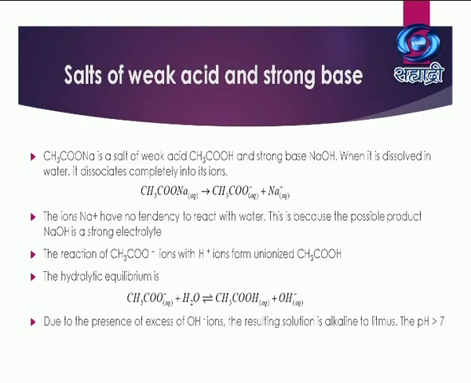So for a salt of strong acid and strong base, the aqueous solution is always neutral to litmus. A salt of strong acid and weak base is always acidic to litmus, and a salt of weak acid and strong base is always alkaline to litmus. Remember, when the base is strong, the nature is alkaline. When the acid is strong, the nature is acidic, and when both are strong, the nature is neutral.